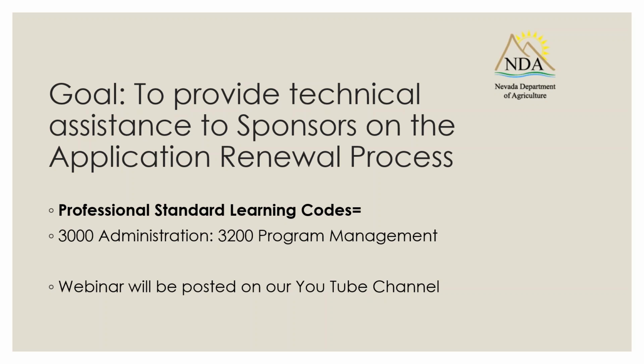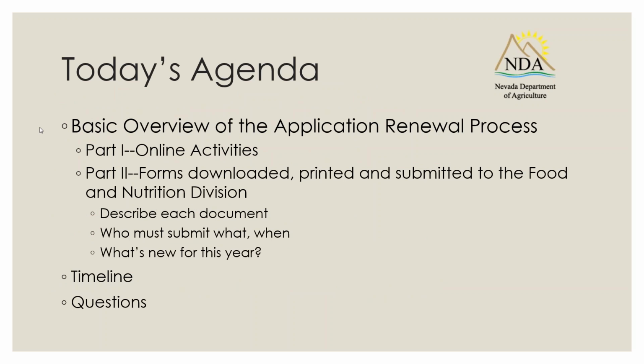So for today's agenda, the basic overview of the application renewal process will be the focus. It's divided into two parts. Part 1 is the online activities, and Part 2 is the forms download, what needs to be printed and submitted to the Food and Nutrition Division in a hard copy file. We're going to briefly describe each document, let you know who must submit what and when, and also what's new for this year. We'll talk about the timeline and wrap up with any questions you may have.